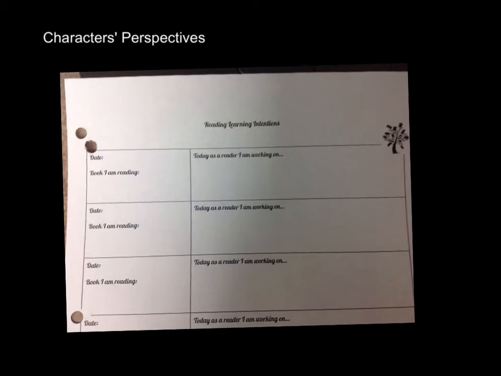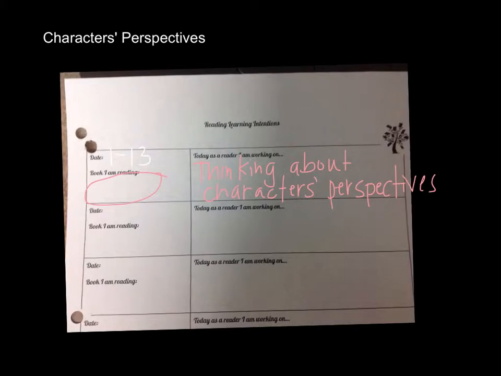Good morning, readers. If you haven't already, go ahead and get out your reading learning intention sheet. Write in today's date, which is January, so you write a 1, and it is the 13th, so write 13. Today, as a reader, I am working on thinking about characters' perspectives. A perspective is a point of view. Make sure you also fill in the book that you are reading. That would be your historical fiction book.